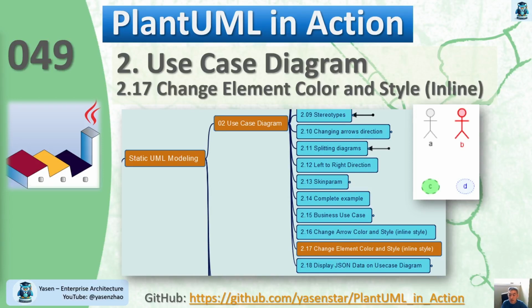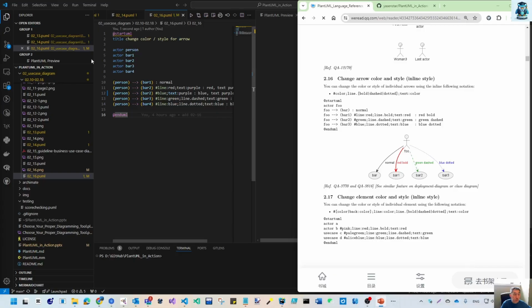We'll talk about 2.17, change element color and style using the inline style. Before we go to this, when we tested 2.16, change color and style for arrow, we left the finding that using the shorter form, there are some errors popping up. So after the last video I did some further investigation.